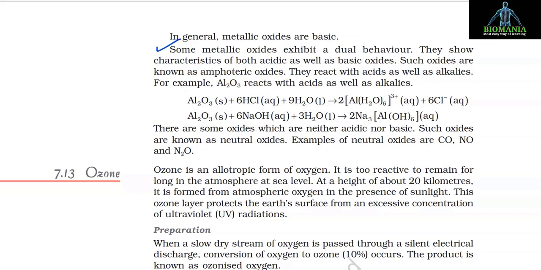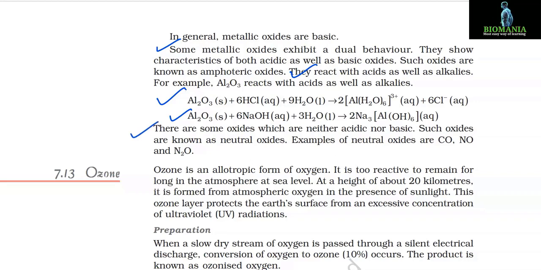Some metallic oxides exhibit a dual behavior. They show characteristics of both acidic as well as basic oxides. Such oxides are known as amphoteric oxides. They react with acids as well as alkalis. For example, Al2O3 reacts with acids as well as alkalis. Al2O3 plus 6HCl plus 9H2O gives out 2[Al(H2O)6]3+ plus 6Cl-. Al2O3 plus 6NaOH plus 3H2O gives out 2Na3[Al(OH)6].